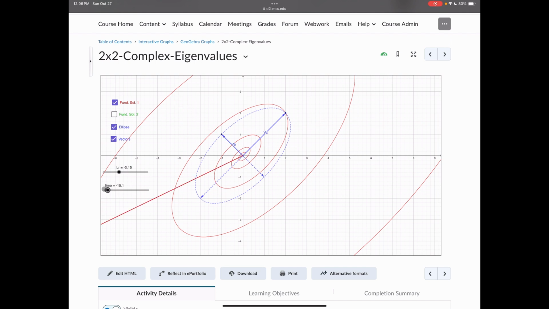So let's put it here. You see, we are very far away for t negative, but spinning towards the center. This is because alpha is negative. Let's put it back at 0. Alpha negative.